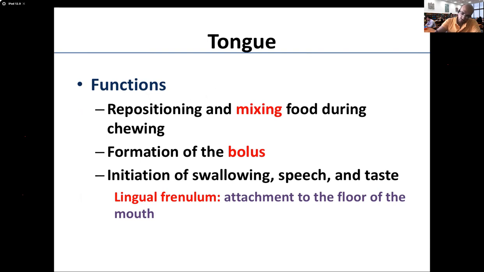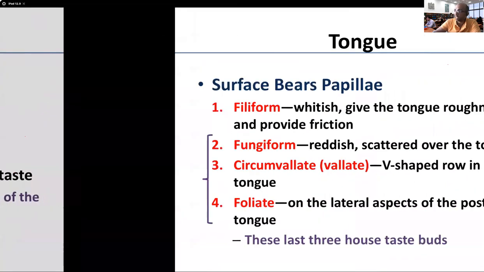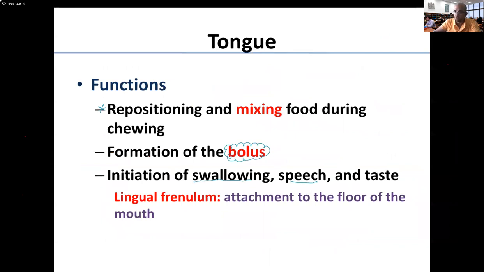Tongue, its function is repositioning and mixing the food while you're chewing, and formation of the food bolus, which is the mixture of the food and the saliva. Also, it is going to be responsible for the initiation of swallowing, and it plays an important role in speech and taste as well. Lingual frenulum is what we've seen here. It's the attachment of the tongue to the floor of the mouth.